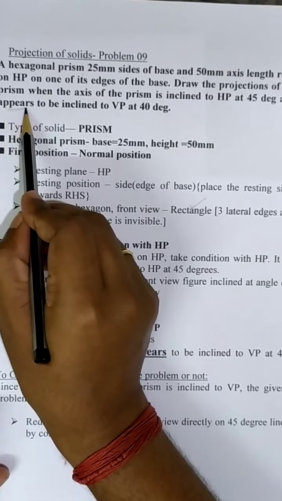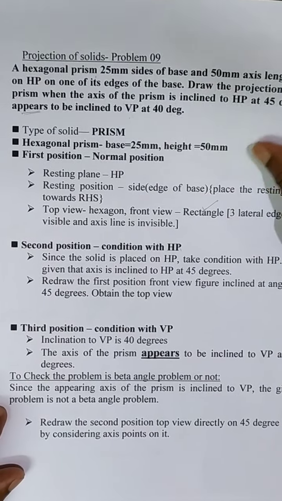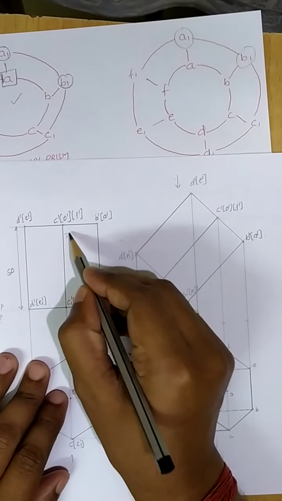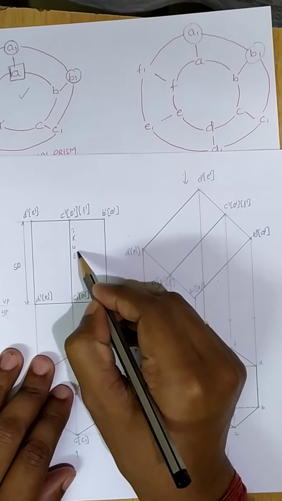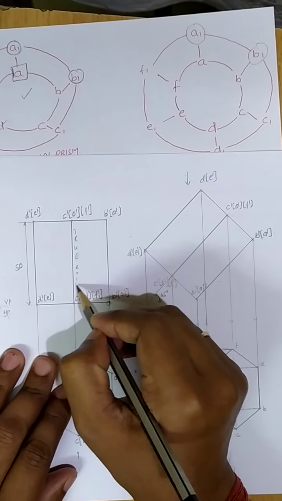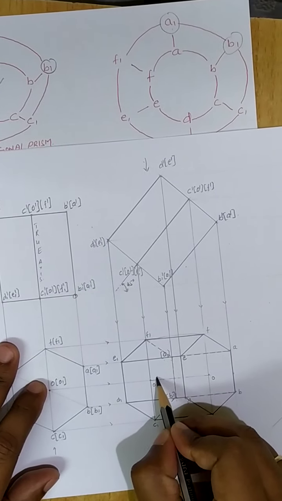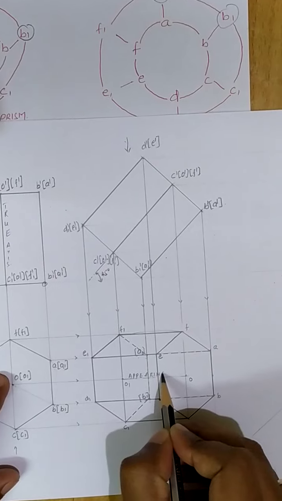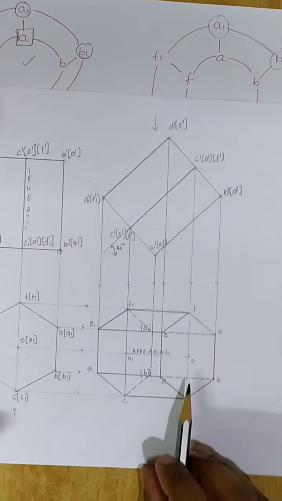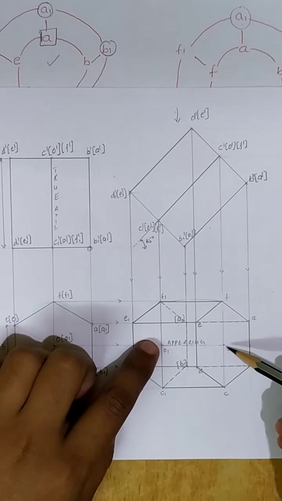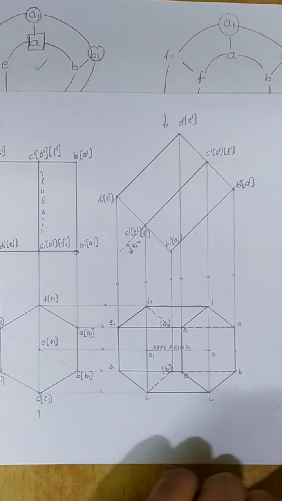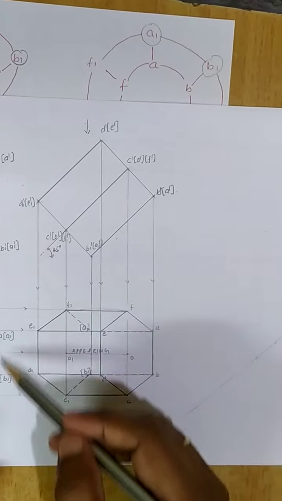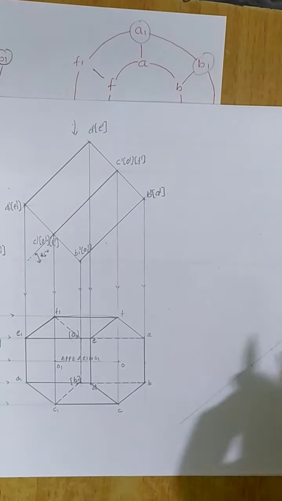So he is talking about the word appears. So which is that appearing axis? So if I just see this figure, this is the true axis. This is your true axis. And where you will get the appearing axis? This itself is your appearing axis. So this is your appearing axis. So what is told in the question is, you incline this appearing axis to an angle of 40 degrees with respect to VP. So we need to redraw this figure itself in the third position.